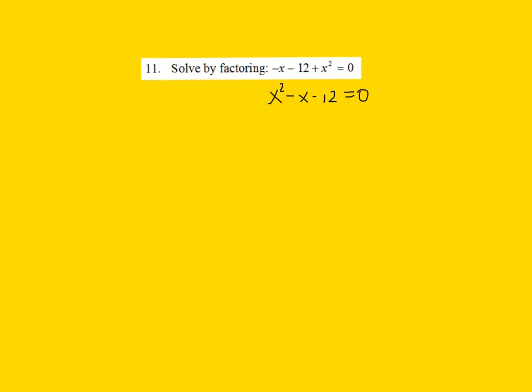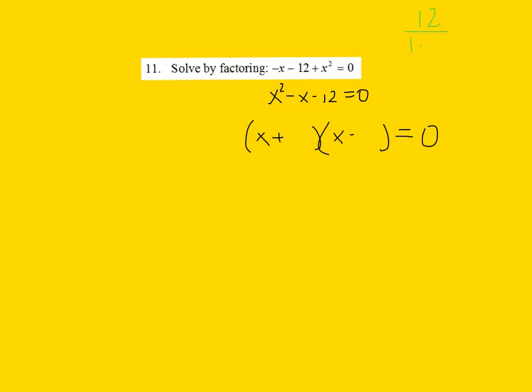Now I can go ahead and set up my two sets of parentheses because it's a trinomial. My variable is x. I don't have three terms with a plus in the back. I have a minus in the back, which means my two signs, no matter what they are, are going to be different. One's going to be plus, one's going to be minus. So now I'm looking for factors of 12 that will subtract to a negative 1.